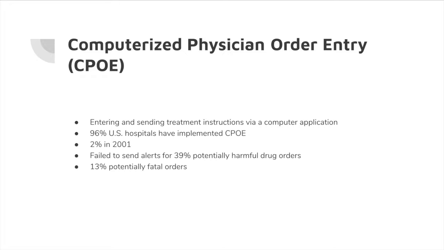However, based on the 2015 hospital survey, CPOE systems failed to send alerts for 39% of potentially harmful drug orders and 13% of potentially fatal orders. Overall, CPOE is improving, but still misses fatal med errors. In order to fix this, hospitals should consider working with their health IT vendors and clinical leaders to improve medication reconciliation and avoid potential errors. Another possible solution is to redevelop or improve the reliability of the alert sets.